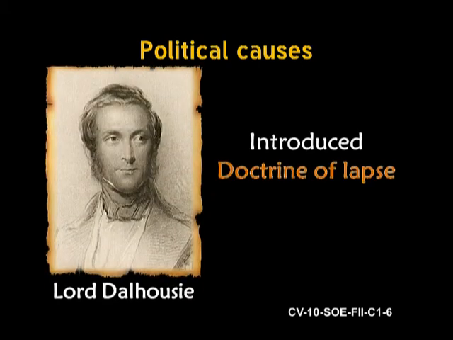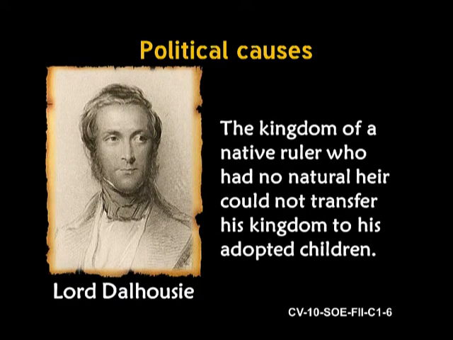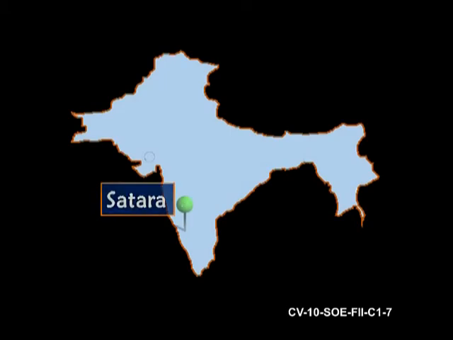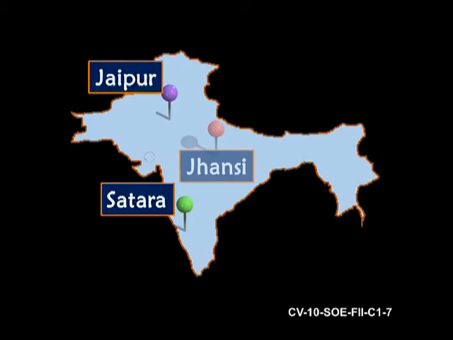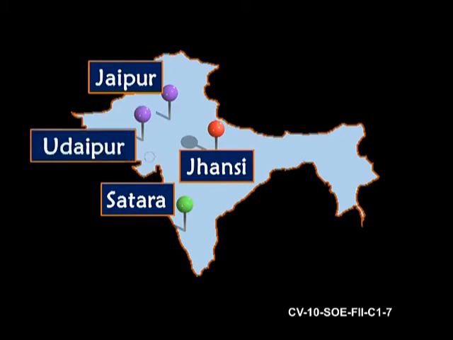Dalhousie introduced the doctrine of lapse. According to this, the kingdom of a native ruler who had no natural heir could not transfer his kingdom to his adopted children. Thus, his kingdom came naturally under the British rule. Because of this, Satara, Jaipur, Jhansi, Udaipur, etc. came under the rule of the British.